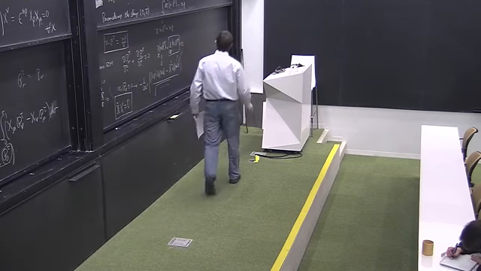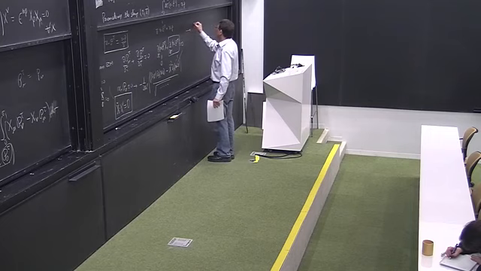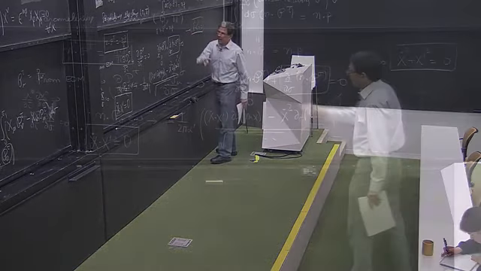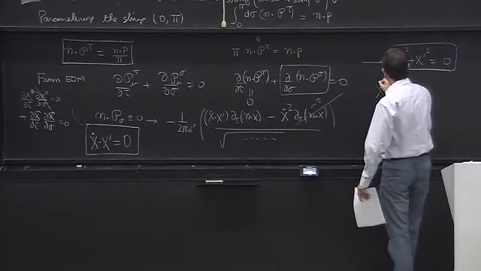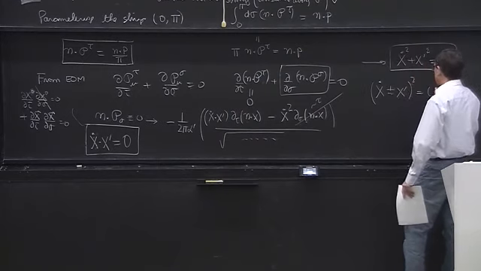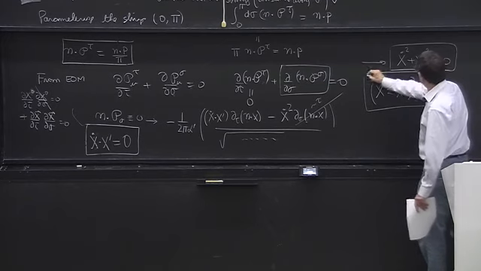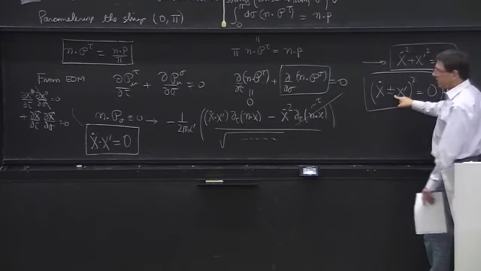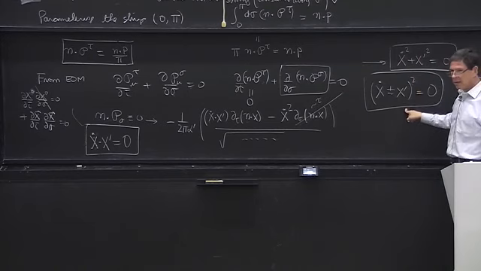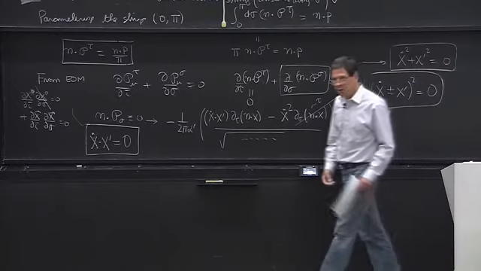Next time, we will show that, in fact, x dot squared plus x prime squared is equal to 0 as well. And between these two, you'll have that x dot plus minus x prime squared is equal to 0. These are the Virasoro conditions now more covariantly expressed. And with those, we will be able to solve the string in the light cone. So we'll continue tomorrow. See you then.